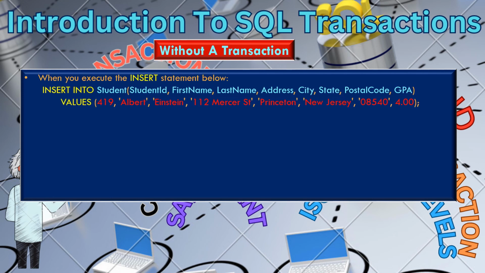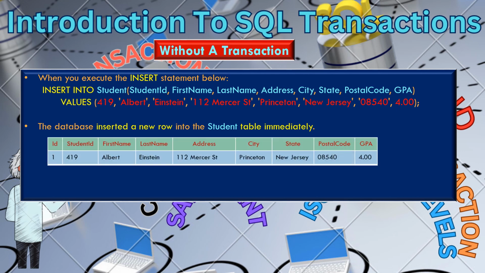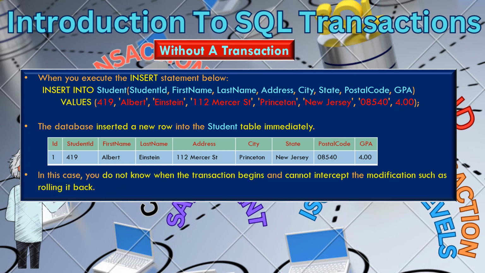Without a transaction, when you execute the insert statement below, the database inserts a new row into the student table immediately. In this case, you do not know when the transaction begins and cannot intercept the modification, such as rolling it back.